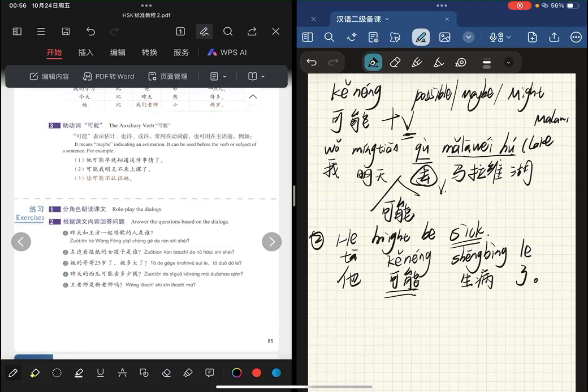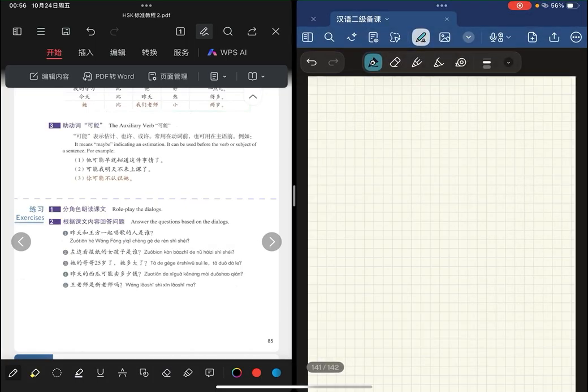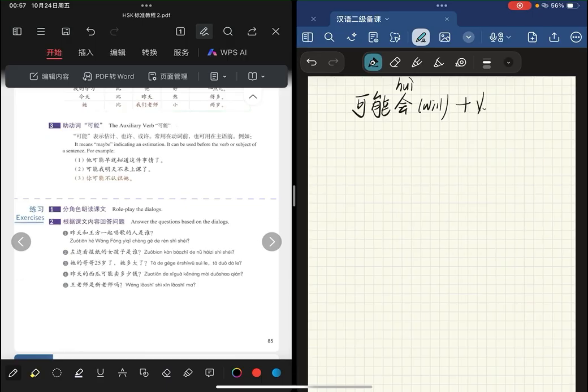And then if it's about a future action that hasn't happened yet, we use 可能 with 会, which means will. So 可能会 before a verb. It's about a future action that hasn't happened yet. We add the 会: 可能会 before a verb.